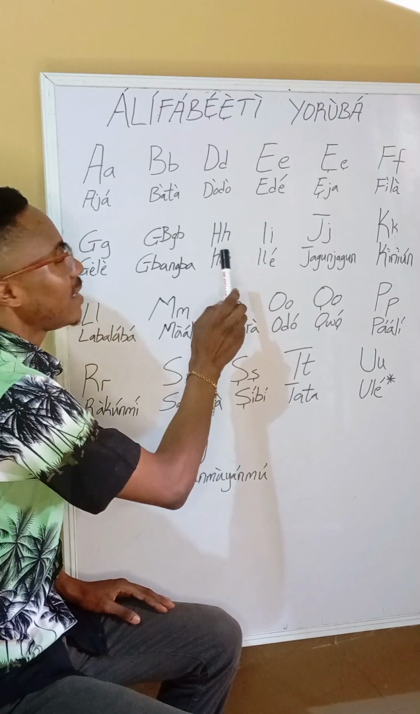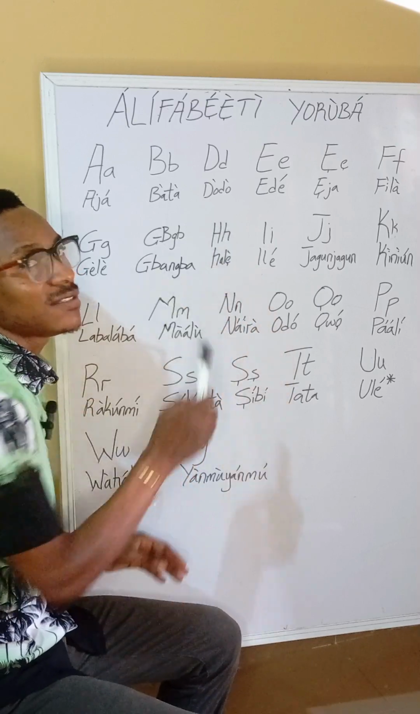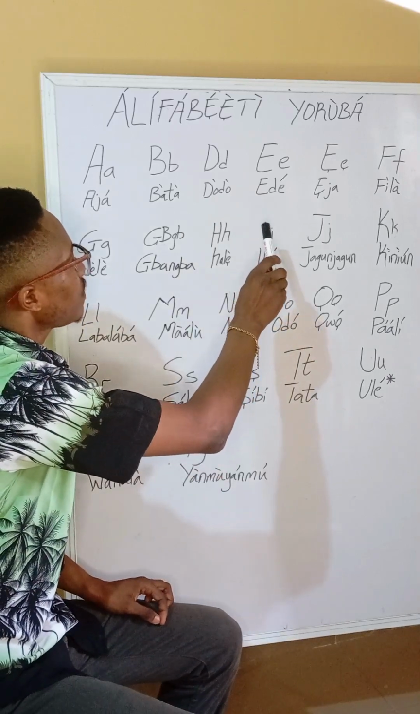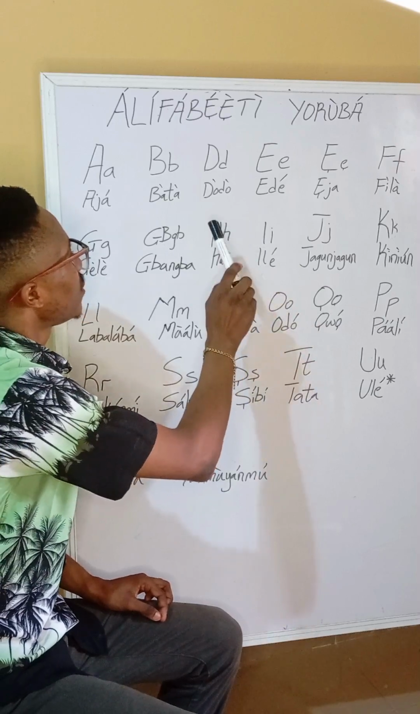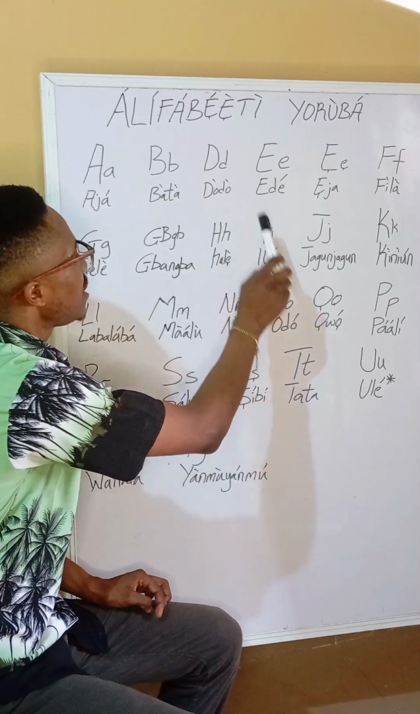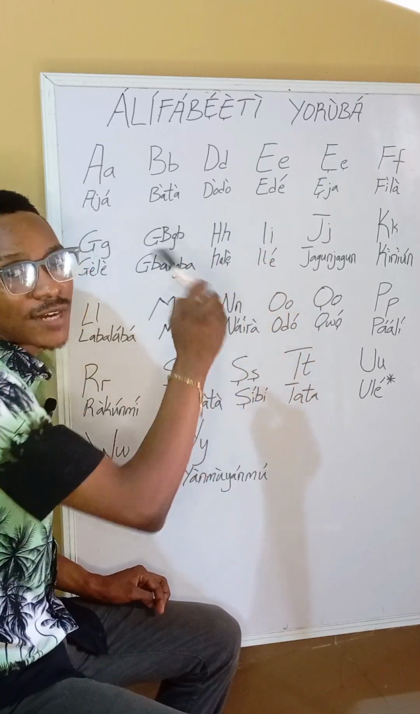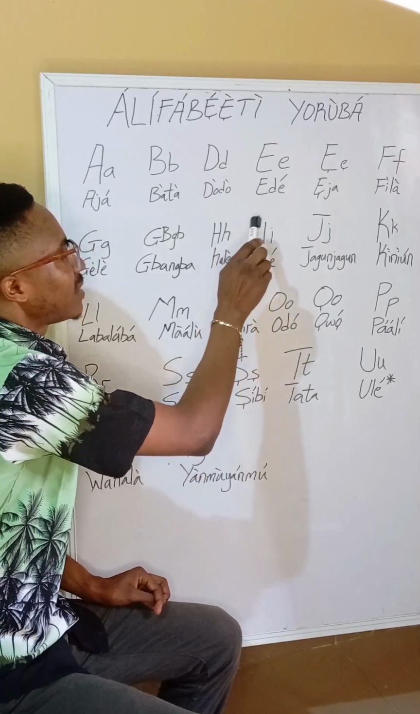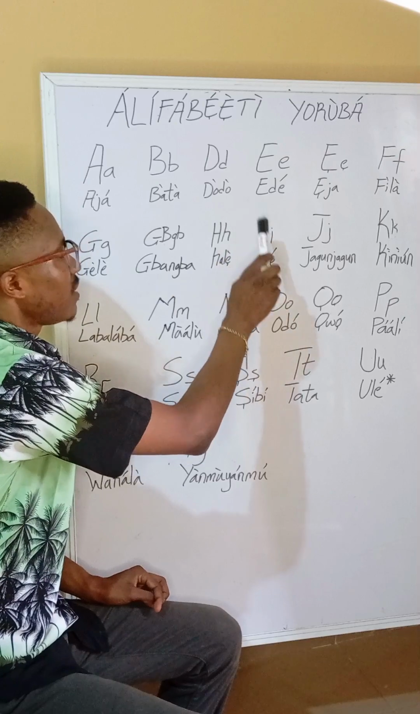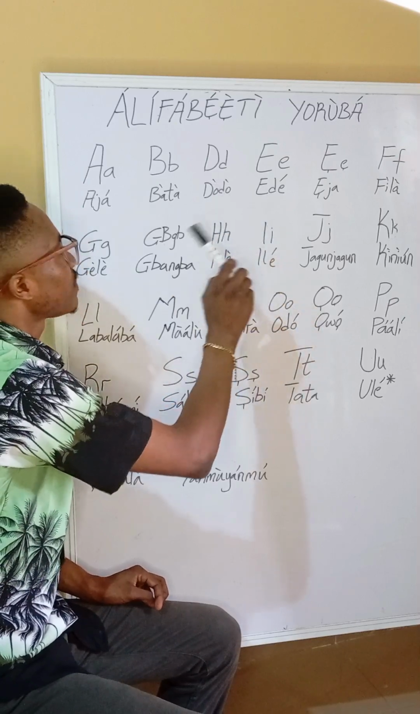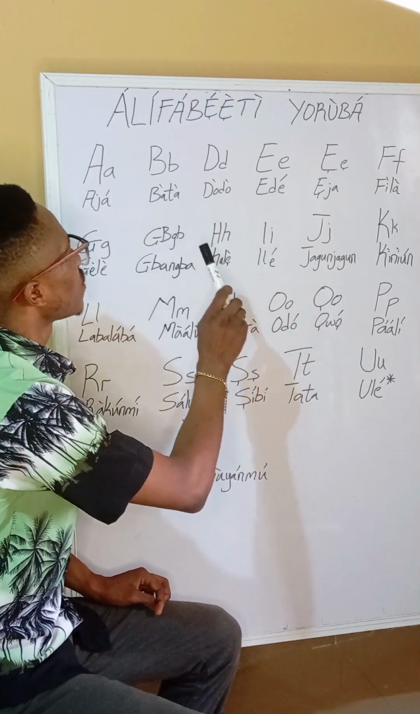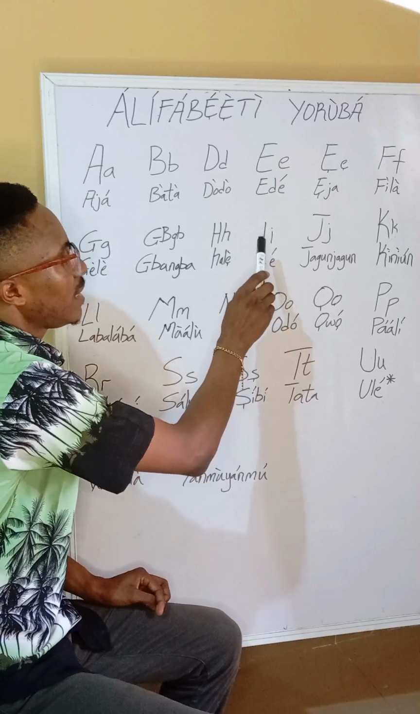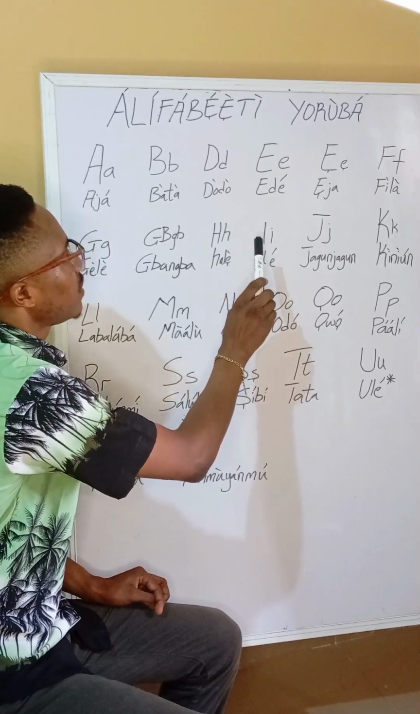H, Hale. Hale means threaten in English. I, Ile. So the difference between this he and he is what we know as the H factor in English language. This one is thicker than this. So we have Hale, threaten, and Ile. Ile is known as house in English.